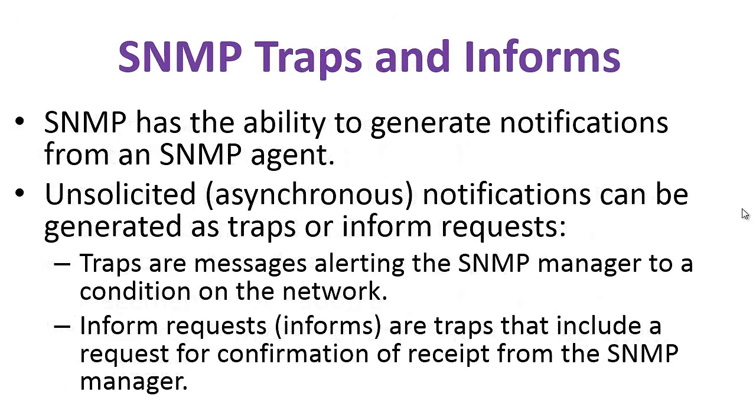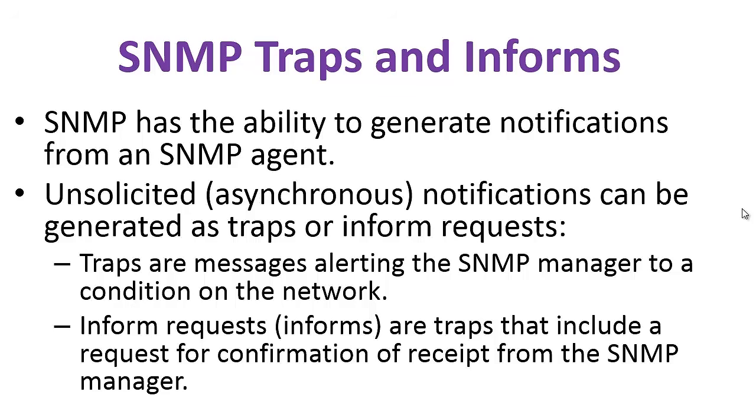A key feature of SNMP is the ability to generate notifications from the SNMP agent. These notifications do not require that the request be sent from the SNMP manager. They're unsolicited messages or notifications, and these can be generated as traps or inform requests. Traps are messages alerting the SNMP manager to a condition on the network, and inform requests are traps that include a request for confirmation of receipt from the SNMP manager.